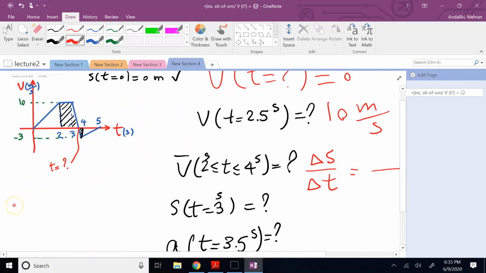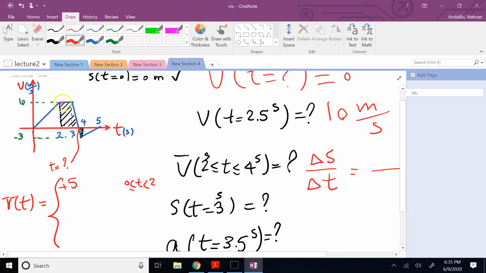So if I want to write v as a function of time, as a multi-piece function, v versus time, how can I write it? So between 0 to 2, that's quite easy. It's a straight line from origin with the positive slope. What is the slope of it? It's 10 units vertical divided by 2 units horizontal, so it's 10 divided by 2, so it's what? 5, positive 5. What about between 2 to 3?